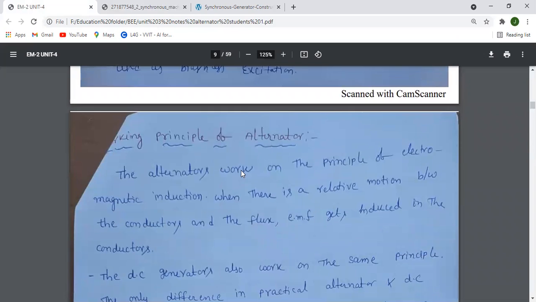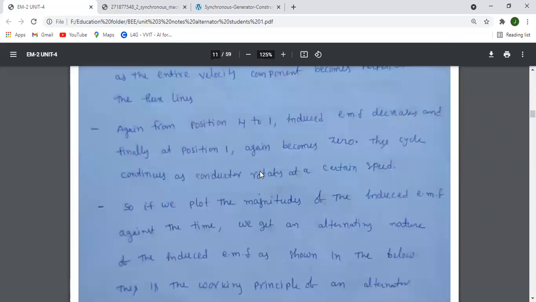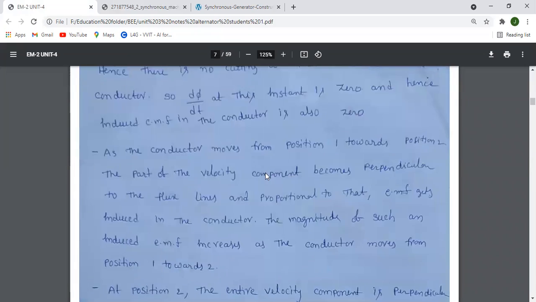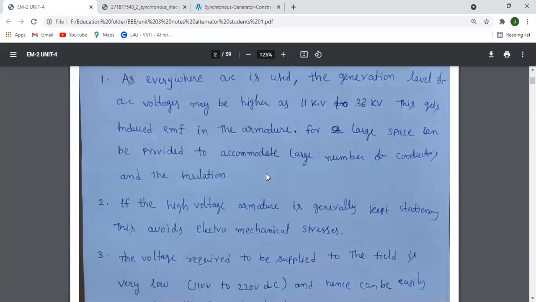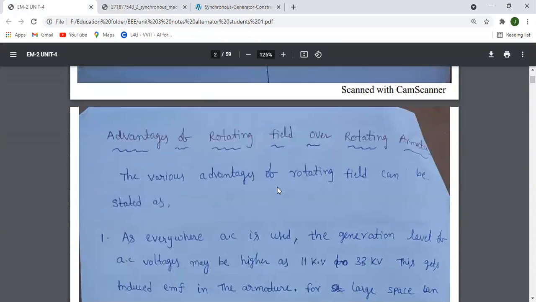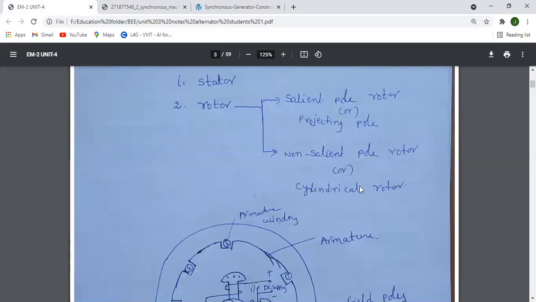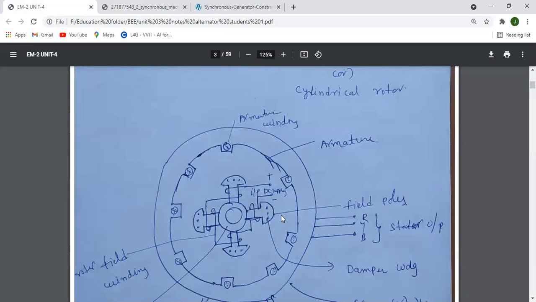And this is about the total construction of the alternators. And this is the working principle. So finally we conclude that an alternator has a stator and a rotor. In the rotor we have two different types: the salient pole type or projecting pole, and the non-salient pole type or cylindrical rotor. This is the construction of a four-pole alternator.